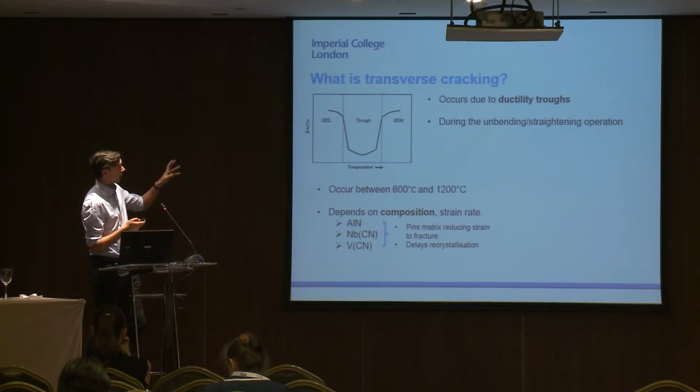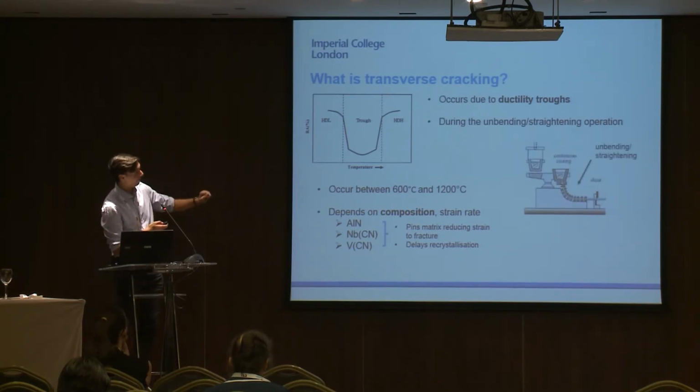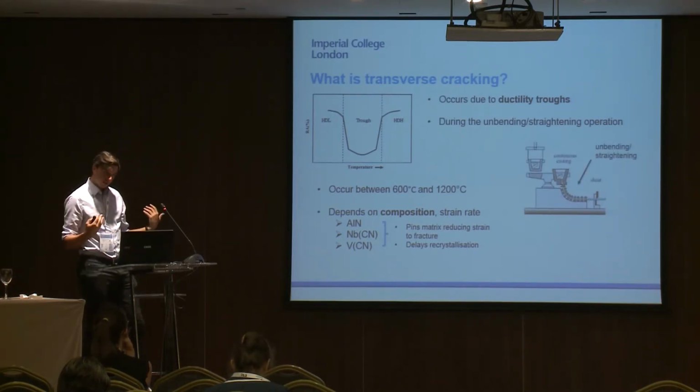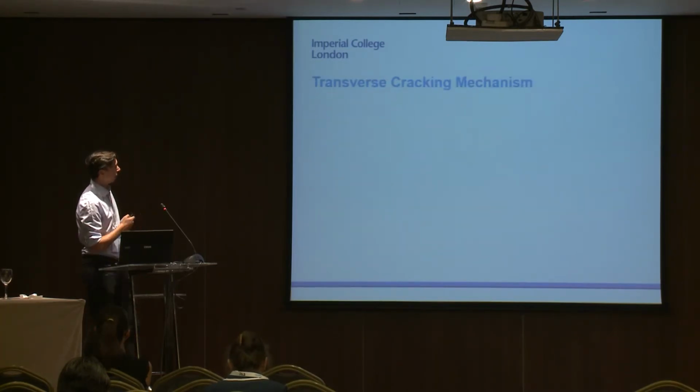Now this transverse cracking occurs due to this massive drop in ductility during the unbending and straightening operation, as the slab turns 90 degrees. You put in these strains, and when that happens in the ductility trough, you get fracture.